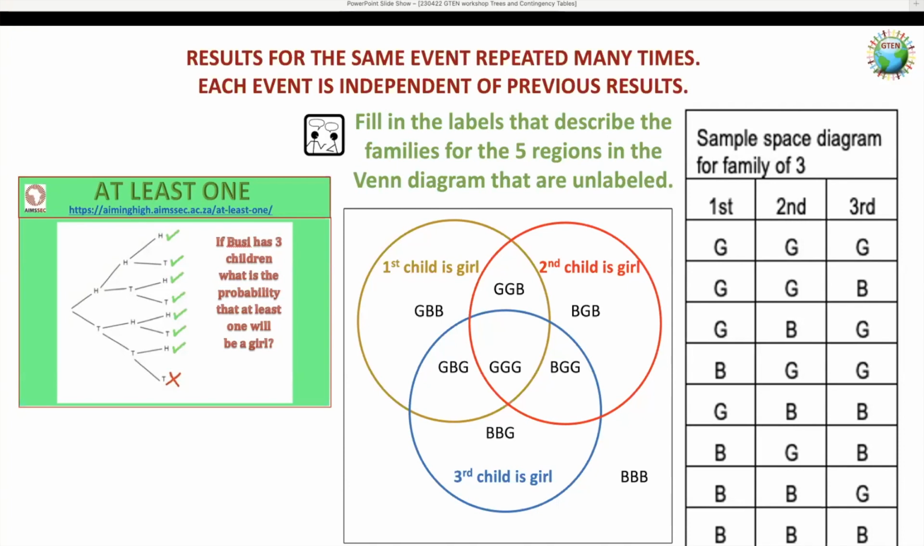So the probability of at least one girl is 7/8, and the probability of no girls is 1/8, and those two probabilities add up to 1. That adding up to 1 is something which we need to have in mind and use, and we use often.